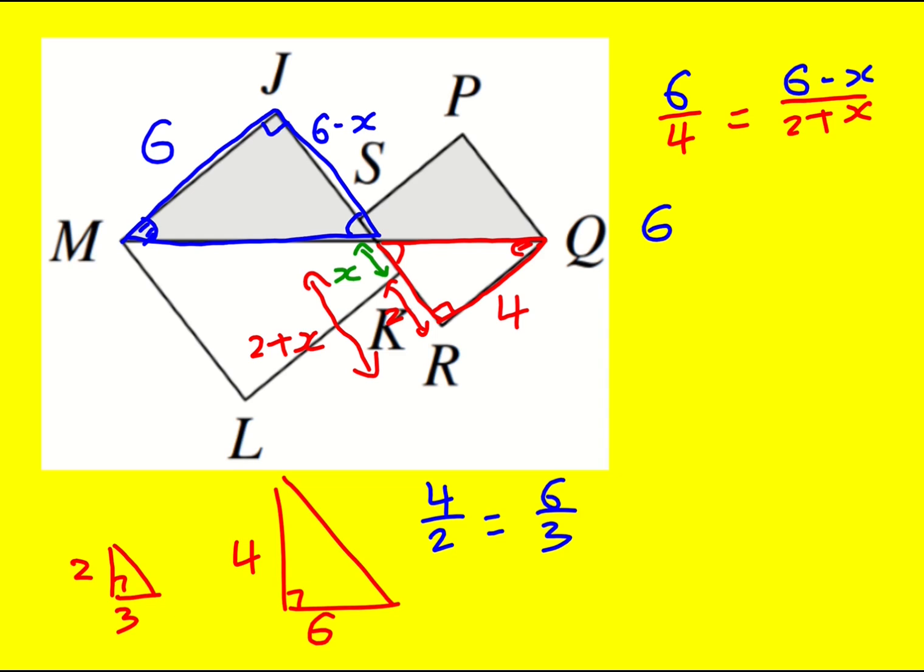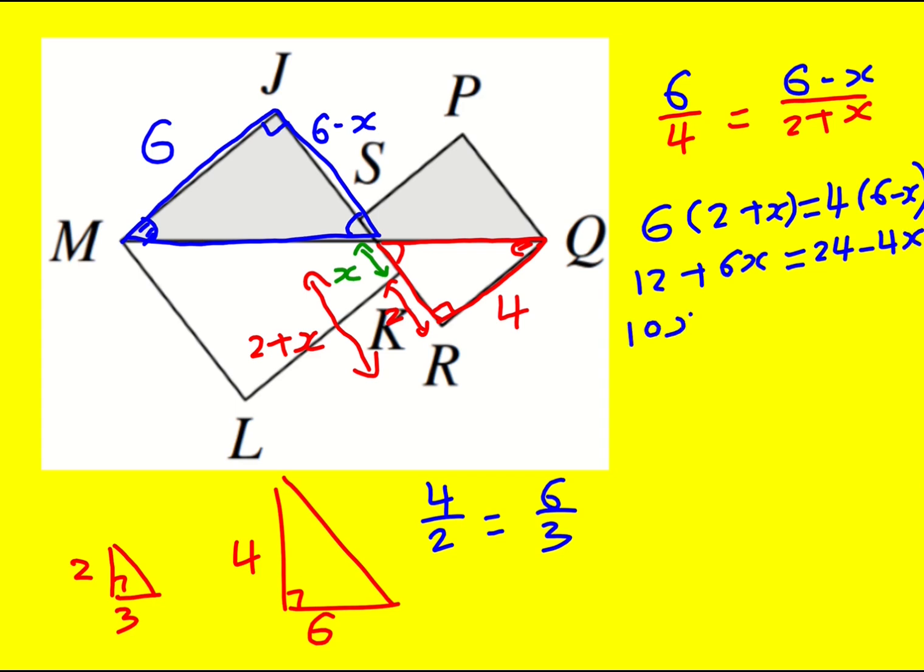You can see that this is more complicated. I can cross multiply. I get 6 times 2 plus x equals 4 times 6 minus x. So 12 plus 6x equals 24 minus 4x. 10x equals 12, so x equals 1.2. I've gone through that quite quickly, and you have to be able to solve equations with x on both sides for this. But that is going to be enough, because now I can change 6 minus x to 4.8. And so I can work out the area of this blue triangle.